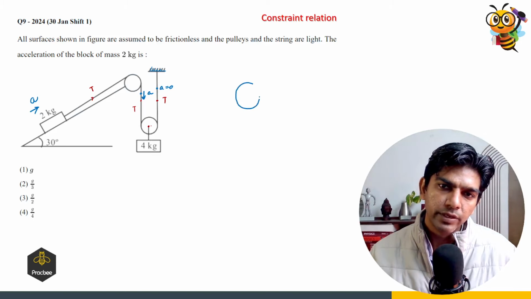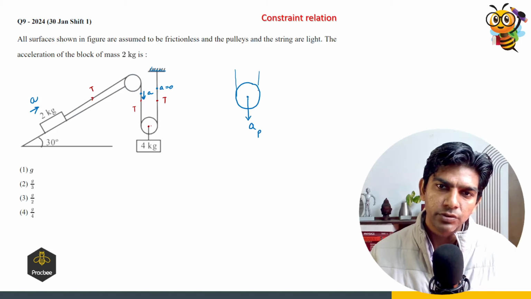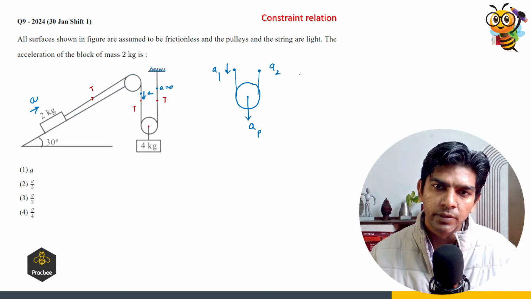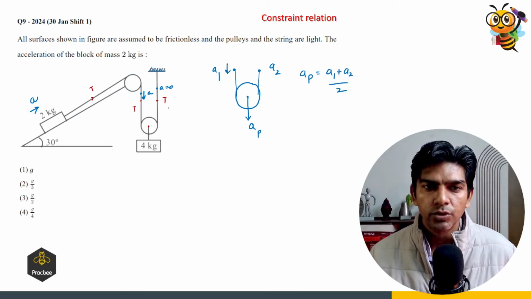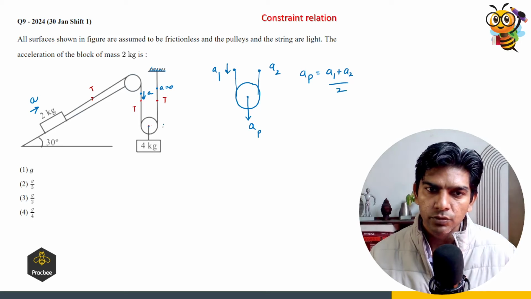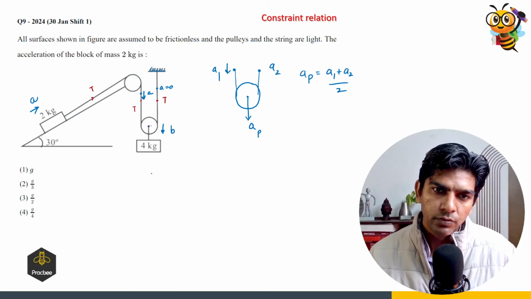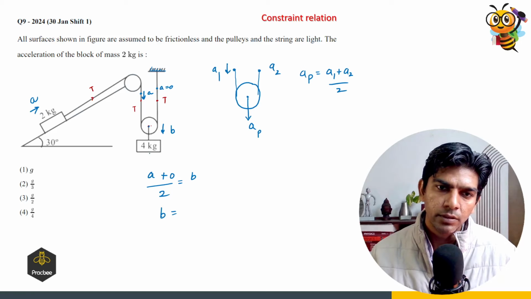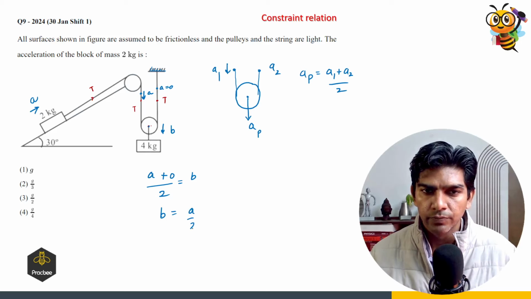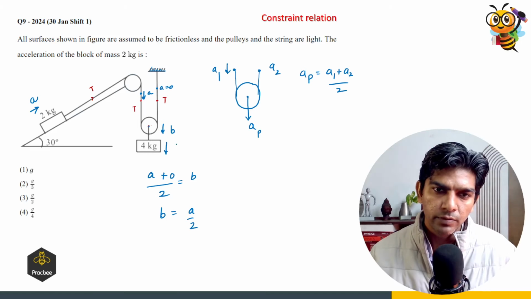So if the pulley is moving, let's say we have a center of the pulley which is going down with an acceleration AP, and this is the string, and these points have accelerations say A1 and A2, then AP can be written as (A1 plus A2) by 2. So if I apply this constraint, let us say this center is going down with B. So (A plus 0) by 2 will be equal to B. So the acceleration of 4 kg will be A by 2. So it is going down with A by 2.